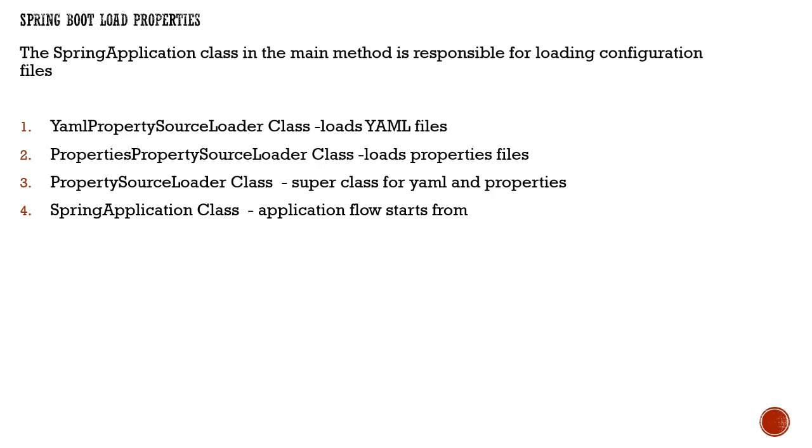When you go to the very root level, the very base level, as we already discussed, one is YML and one is properties. There are two classes: one is YamlPropertySourceLoader, which is responsible for loading the YML file, and the other is PropertiesPropertySourceLoader, which is responsible for loading the actual property file. And on top of this, there is a class, PropertySourceLoader, which is going to be the super interface for both the first and second.